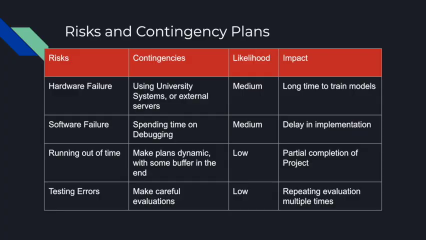Some of the common risks that I've identified are hardware failure, software failure, running out of time, and testing errors. Hardware failure leads to a long time in training the models, for which I'll be using university systems or external servers. Software failure leads to delay in implementation, for which I'll be spending more time on debugging. If I run out of time, it creates partial completion of the project, so I'll have to make my plans more dynamic with some buffer at the end. If there are errors in testing, I will be repeating evaluation multiple times, so I have to be more careful in making evaluations.